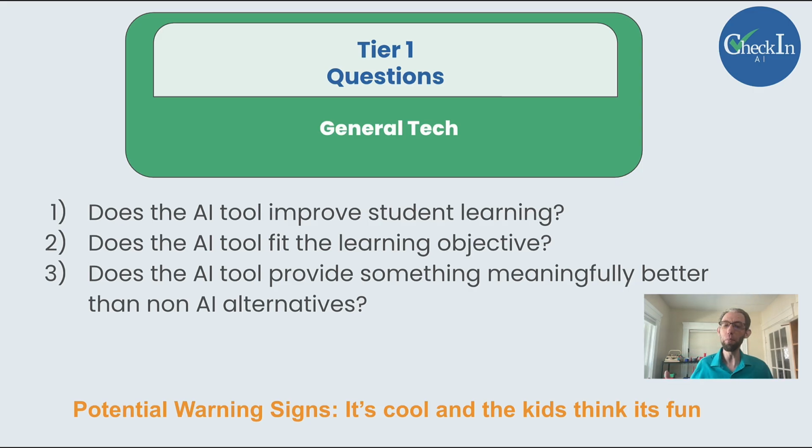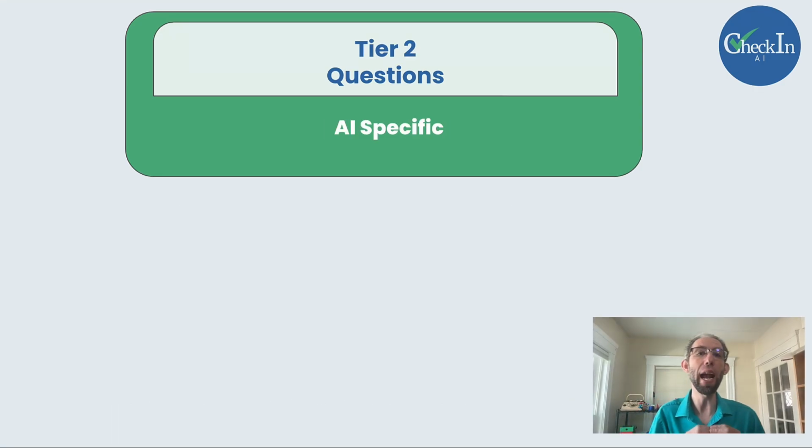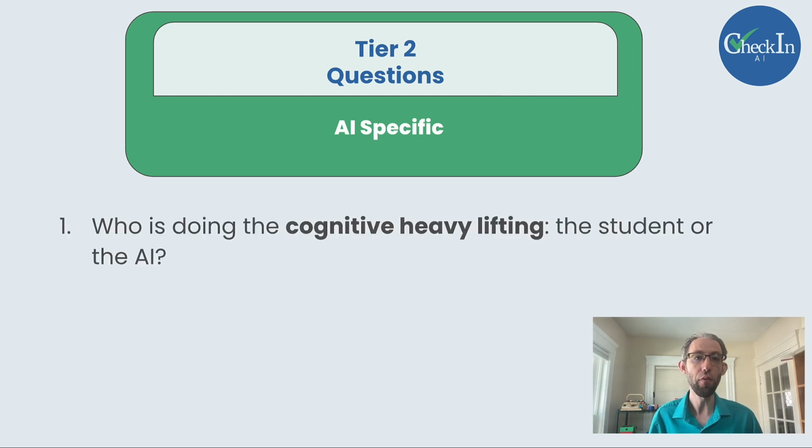However, if it does pass Tier 1, we move on to Tier 2. And these are more AI-specific questions that are developed specifically for AI tools. And the first one is, who's doing the cognitive heavy lifting, the student or the AI?